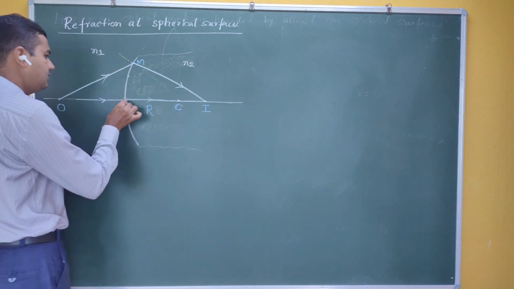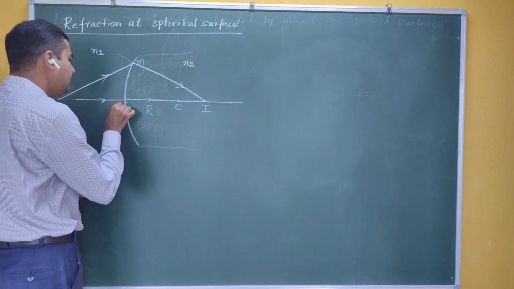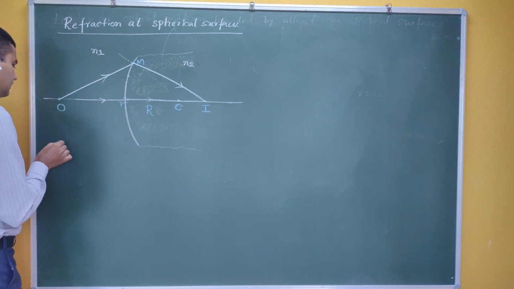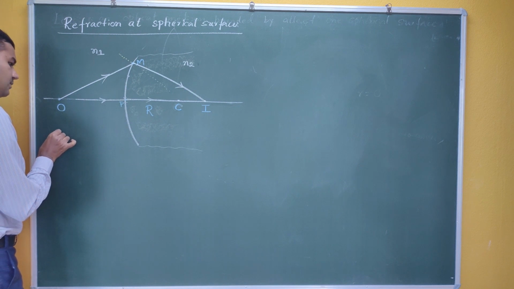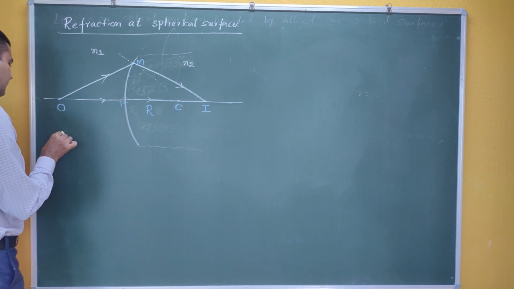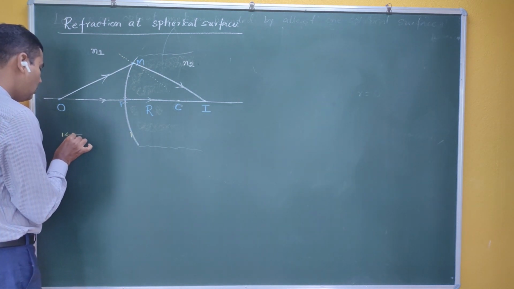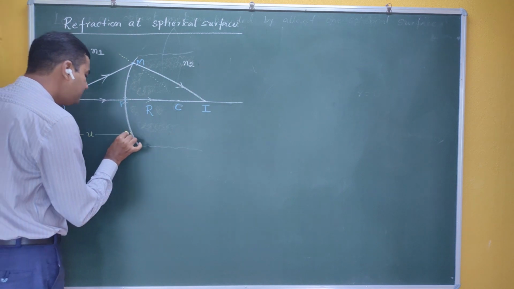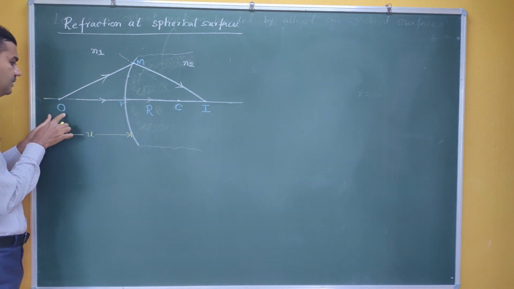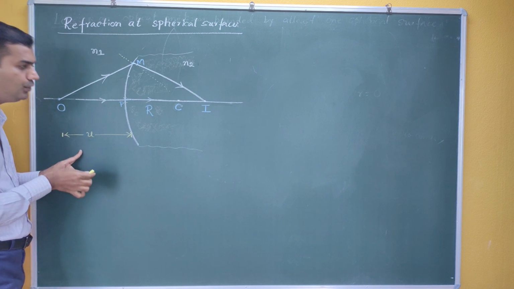Okay, so you know that. So this particular point is nothing but what? If I take this one as P, P is nothing but a pole. So the distance between the object and P, this particular distance, is called object distance. The distance between the object and the pole is nothing but object distance. It is represented by U.